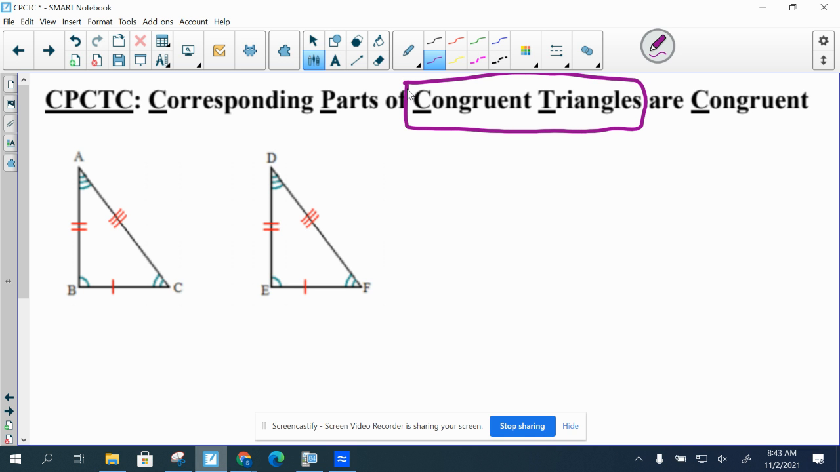So in a proof, it will get down to saying that the triangles are congruent. And then the first couple proofs we'll do, that will just be the first step that we'll be able to do. And then once you prove that they're congruent, you can prove that any other part that's not marked in the diagram is also congruent. Pretty nifty, right?